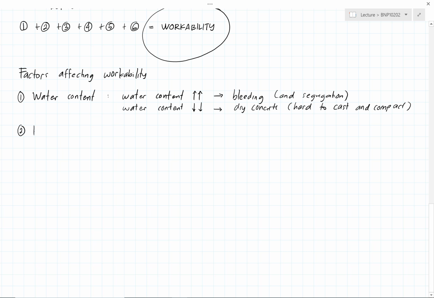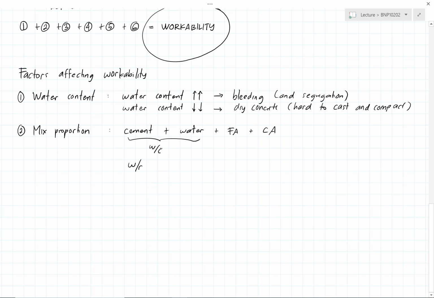The next one is your mix proportion. Based on your mix design, you will get the approximate amount of cement, water, fine aggregate and coarse aggregate. So these 4 items must be in good proportions or a good balance, so you can have the required workability as per your design.